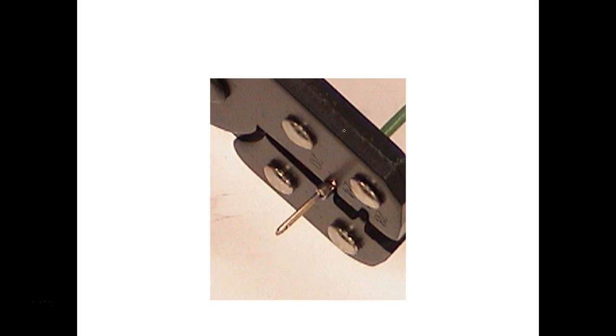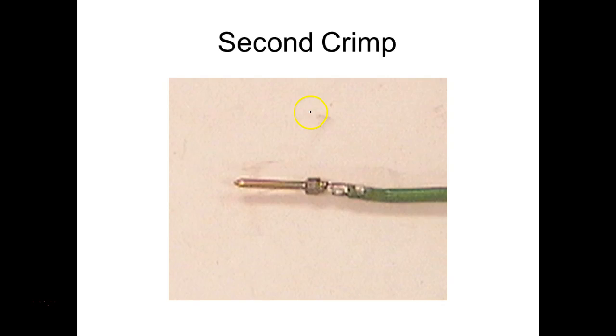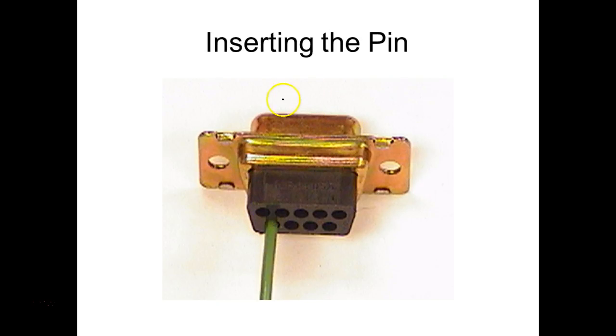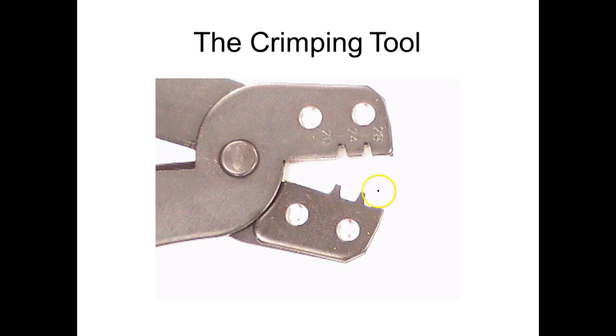This is for crimp pins for a crimp insert connector. So we looked at a solder connector with cups. This is for crimp pins. This would be what we call a DB9 connector, and these would be the pins. And of course, you have a special crimping tool for different types of things.